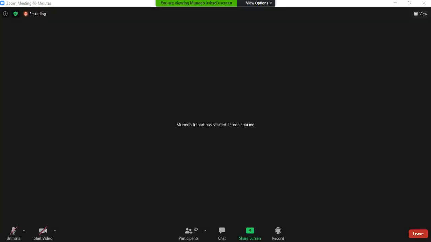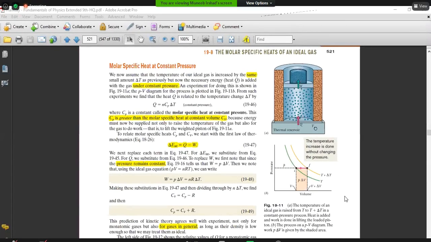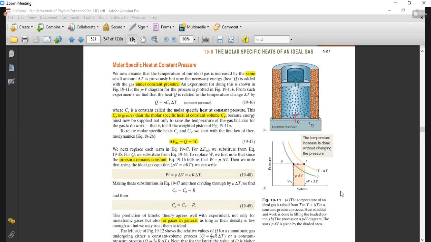So here we are going to discuss the process at constant pressure. In this case, when heat is absorbed by the system, in order to maintain the pressure constant, the volume will expand. So work will be done by the system in this scenario, and the volume will expand while the pressure remains the same.